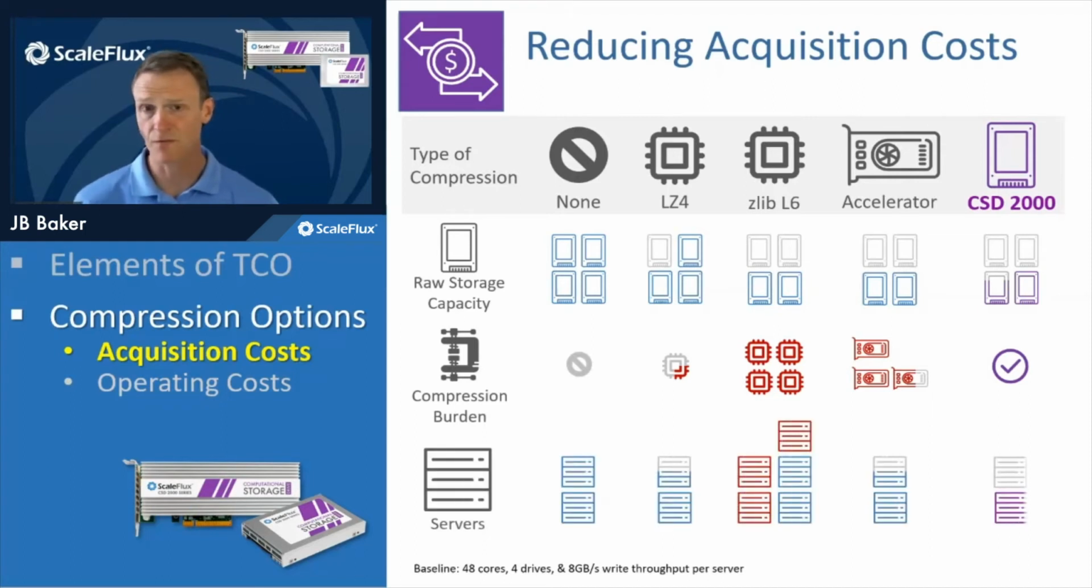In terms of server footprint, this could be influenced by the number of CPUs that you need or the number of drives. With LZ4 and the accelerator offload card, you may be able to reduce your server footprint a little bit. With zlib, you're probably going to have to increase your server footprint to accommodate all those extra cores that you're putting in there. With the CSD2000, you can potentially cut your server footprint in half because you cut the number of storage devices in half or potentially more.